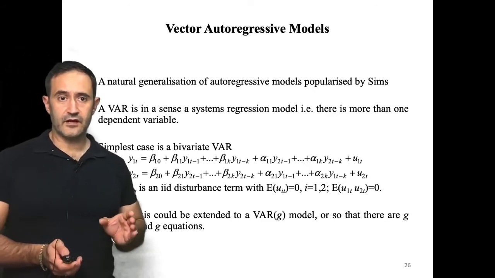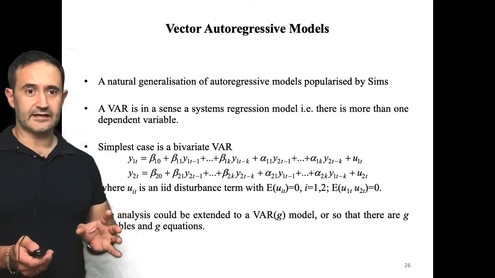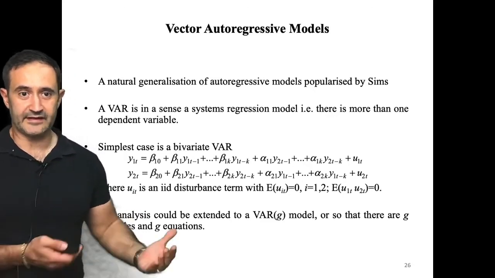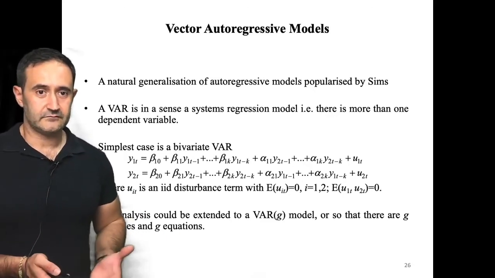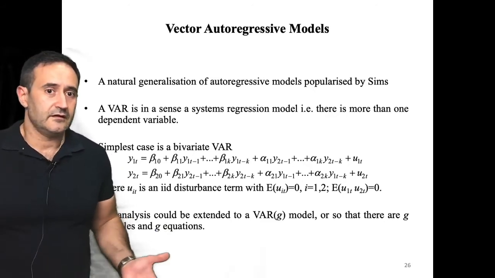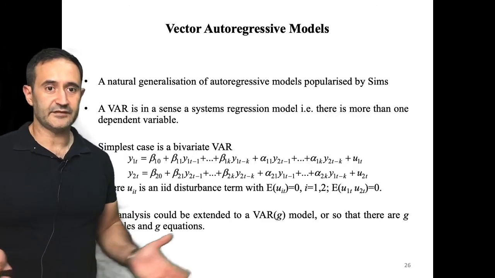Now, the problem that we have with this type of models is that they are very difficult to interpret as they are, because what is the meaning of one variable depending on the past values of the other variable? How can we give interpretation to that?